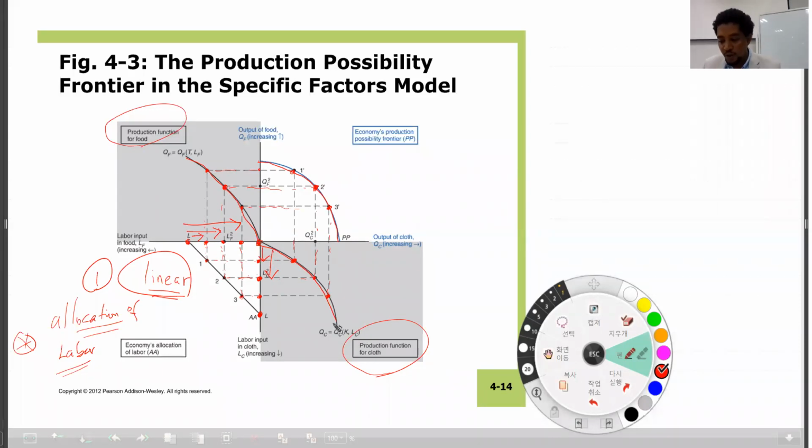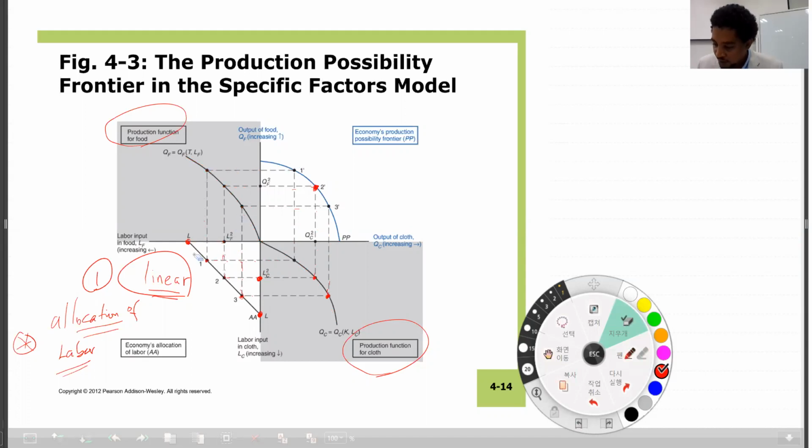Okay, so it all starts from this linear relationship between food and clothes. From this linear relationship, we draw the production function of food and the production function of clothes, and finally, from these production functions of clothes and food, we produce the production possibility frontier of both the quantity of food and the quantity of clothes. Okay, so I will explain this one more time. Let's start from the beginning.